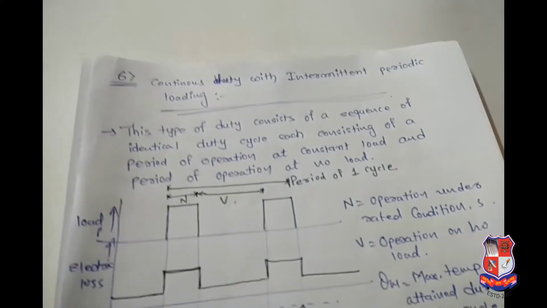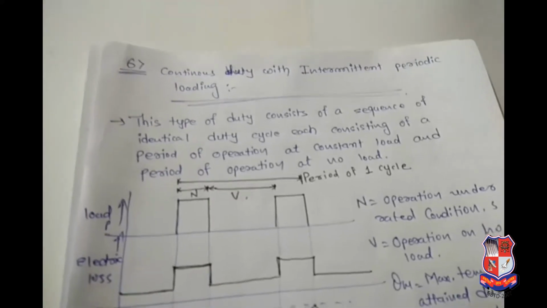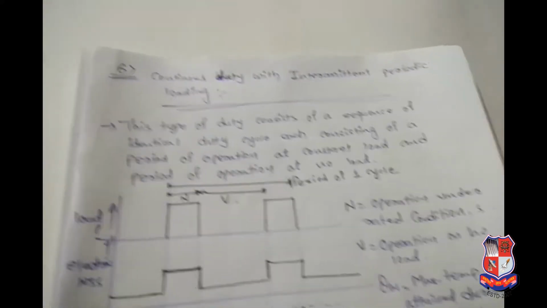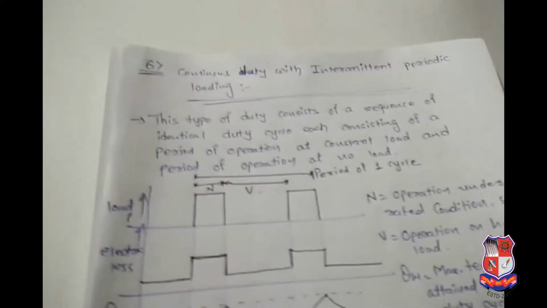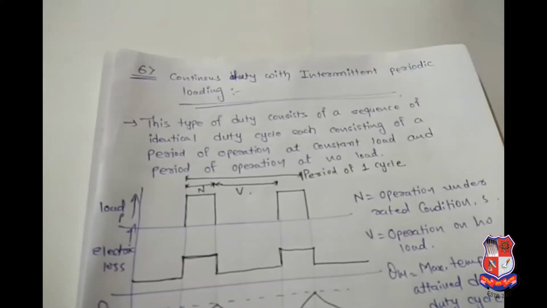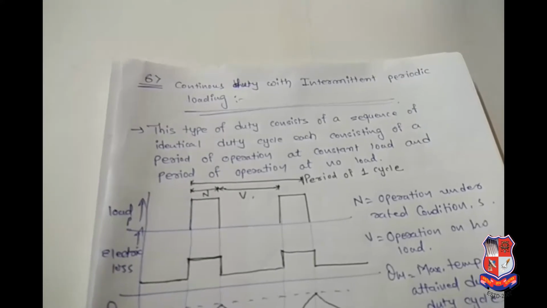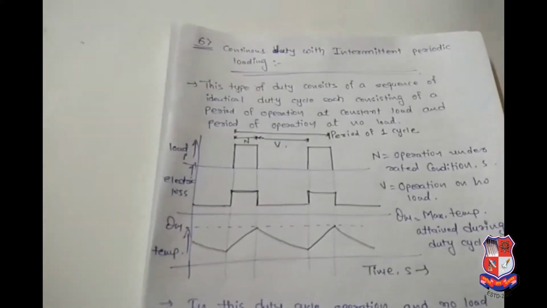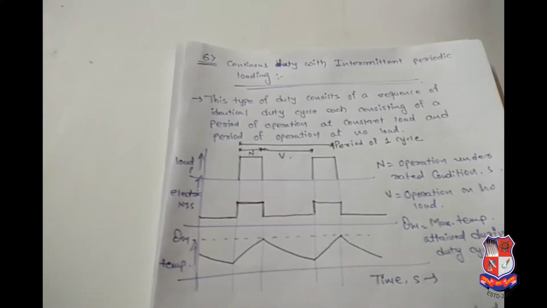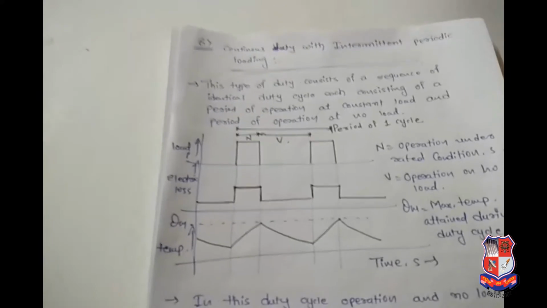Now moving to the sixth type of duty cycle. The sixth type is known as continuous duty with intermittent periodic loading. As shown in this figure, as per the name of this duty cycle, the loading of the motor is intermittent. This type of duty consists of a sequence of identical duty cycles, each consisting of a period of operation at constant load and a period of operation at no load.